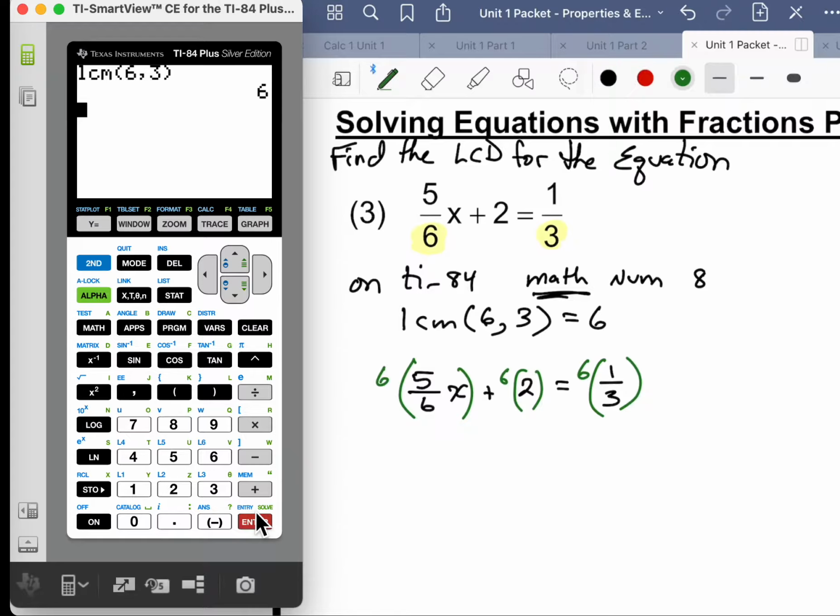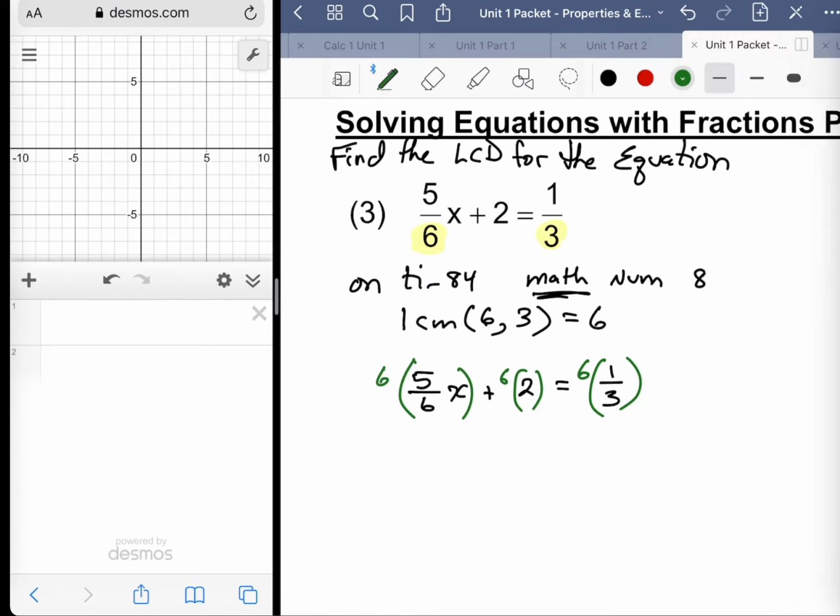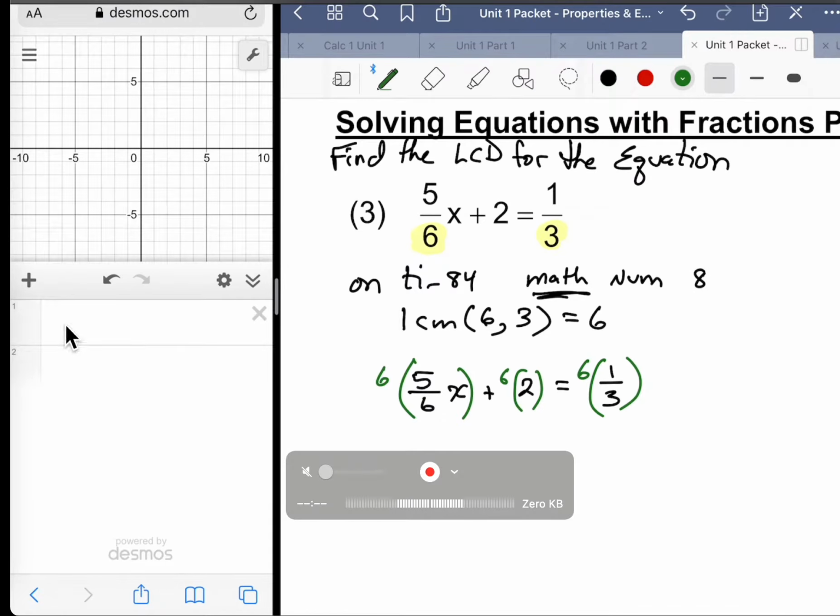I'll have to refresh my memory on how to do it on Desmos, that's going to require a little trial and error. I remember doing it at one point. It could just be as simple as saying LC.